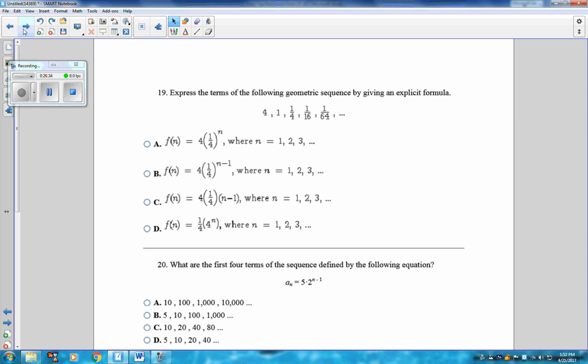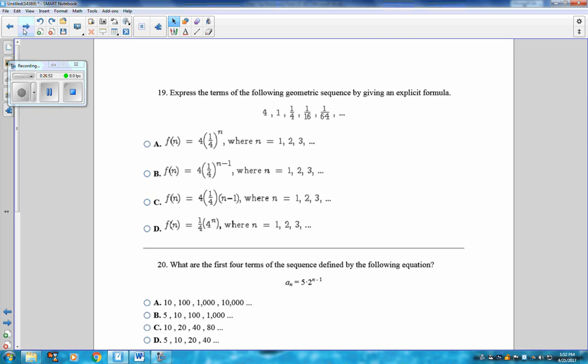Problem 19 says, express the terms of the following geometric sequences by giving an explicit formula. If I look, I'm not adding or subtracting the same amount each time, so it's not going to be an arithmetic sequence. So let me check if it's a geometric sequence.